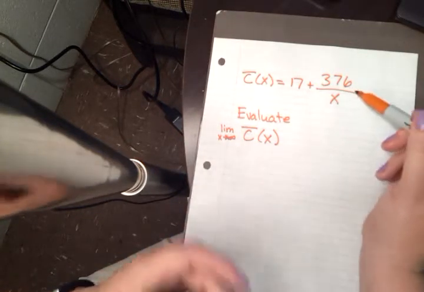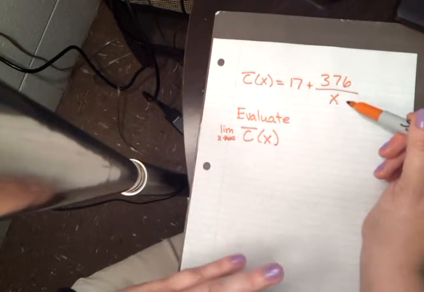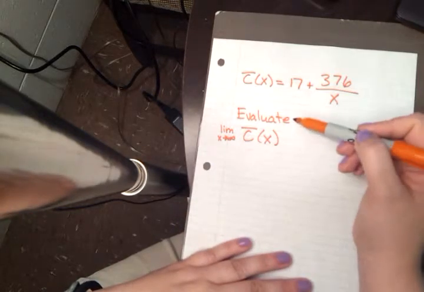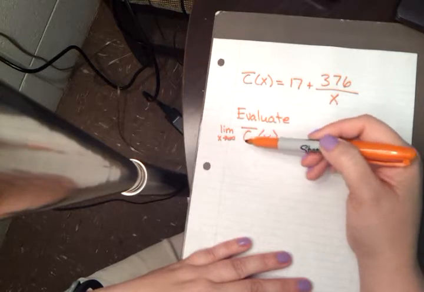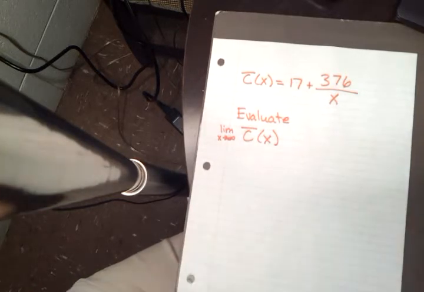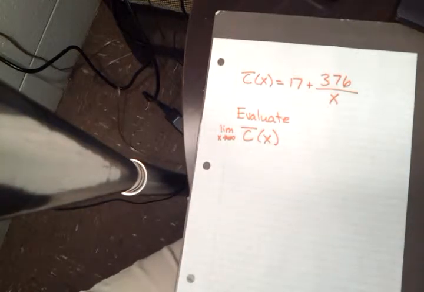Your numbers might be different, but they're going to be arranged pretty much in the exact same way. And then they ask us to evaluate the limit as x goes to infinity of C bar of x. First thing you're going to say is, Michaela, I don't know what a C-bar is. I've never seen that, and it's scary, and I don't know what it means. Chill. Absolutely chill.